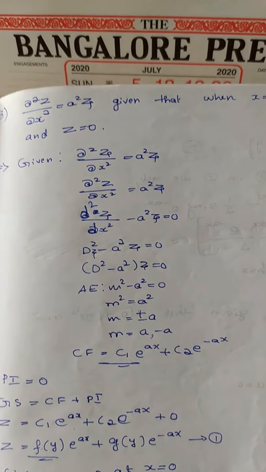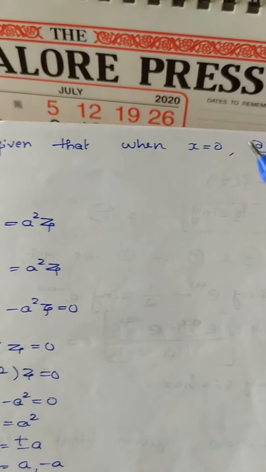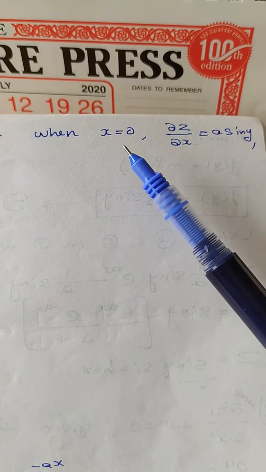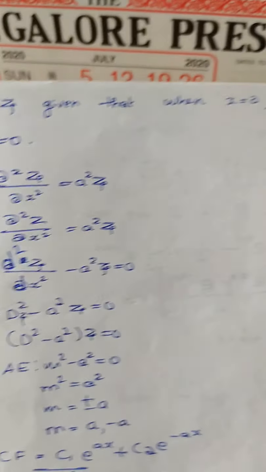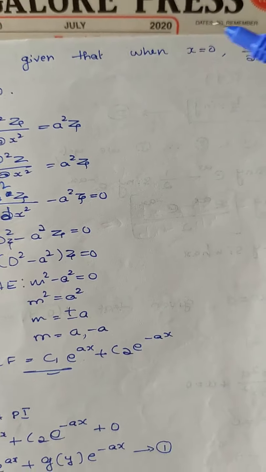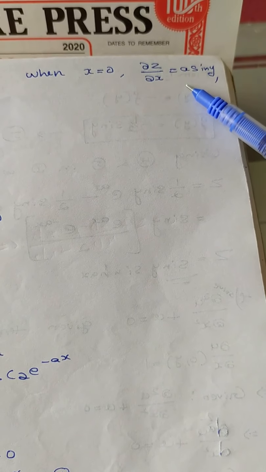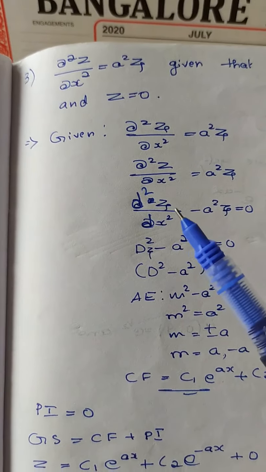Okay, now come to this one. Dou square z by dou x square is equal to a square z. Given that when x is equal to 0, dou z by dou x is a sin y and z is 0. These are the two conditions: z is equal to 0 and dou z by dou x is a sin y when x is equal to 0. Same as the previous problem.